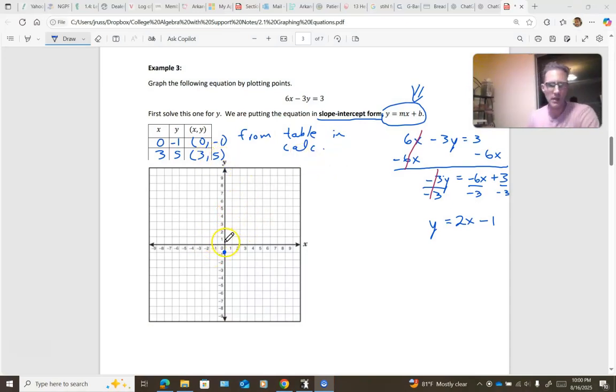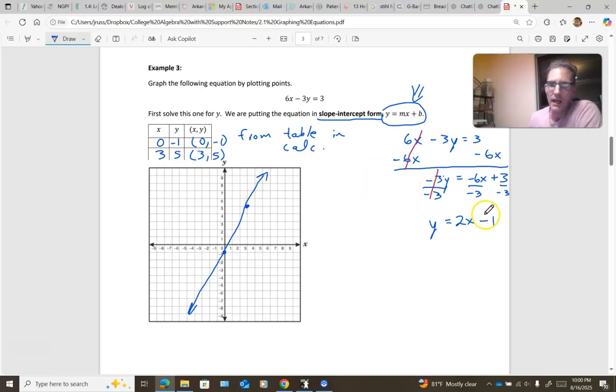Yeah, so as I was saying, I'm going to go to the right 3 and then up 5. Okay. And I'll plot that second ordered pair. I'll connect these 2 points with a straight line, and I'm done.